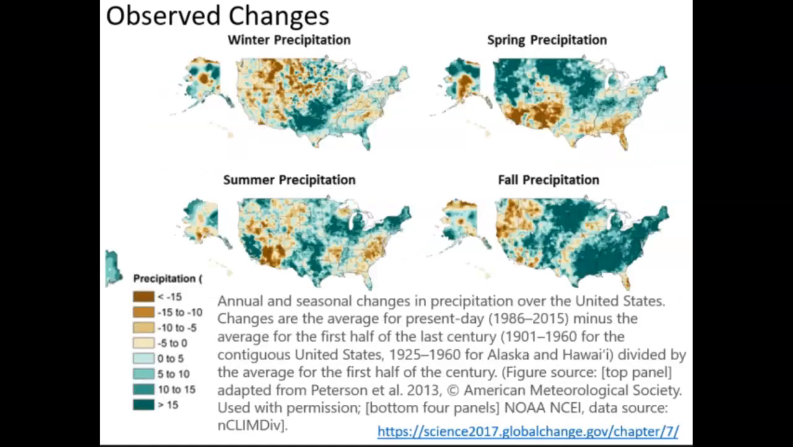These maps are from the same figure and are designed the same way. Notice that in the fall, much of the Southeast has already seen an increase in rainfall over 15% in recent decades. Meanwhile, springs and summers are drier.